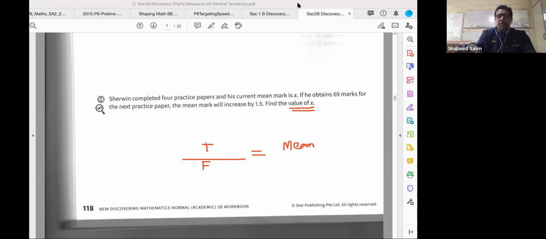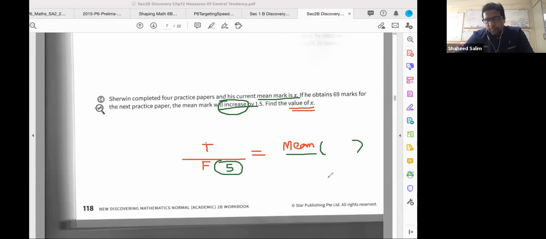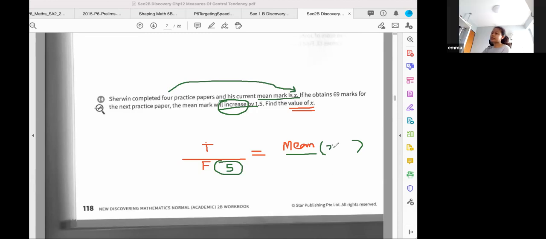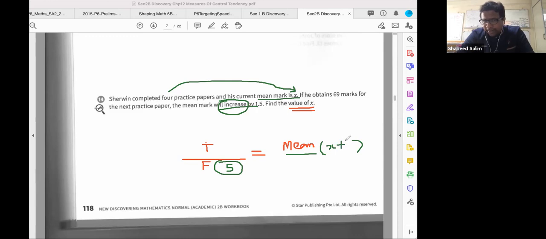Okay, you tell me now. What is this number here? This is a number of 5. What is this mean here, value? For 4 papers, the mean is this. For 5 papers, you increase by 1.5. So what is the mean?